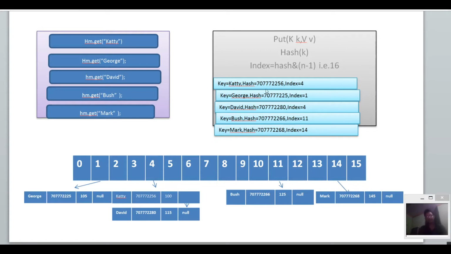Here in the diagram we can see there is one hashmap object and 5 objects are stored in it. At index number 1, one object with key George, hash key 7077772225, with value 105 and pointing to null.